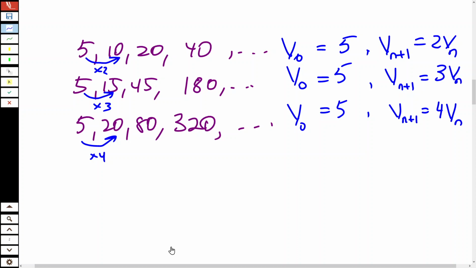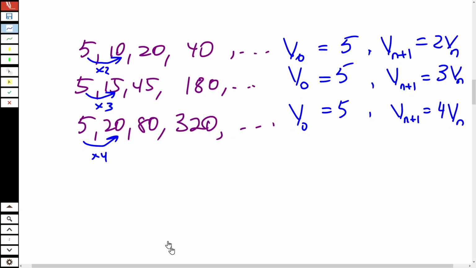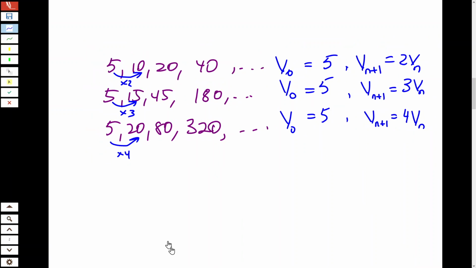Okay, so it's good to go over this because I've got a question on next week's test that's just like this. So I expect you to be able to do this. I'll give you the sequence, you tell me the recurrence relation. You don't need times tables because you've got a calculator.